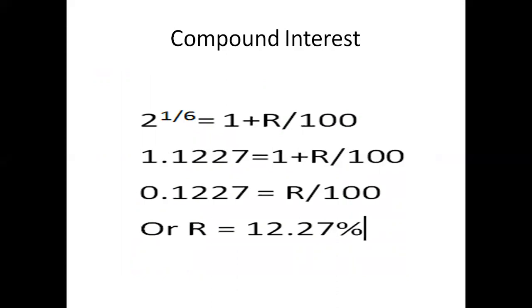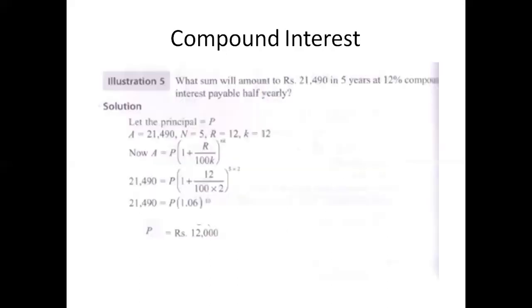1 divided by 6 would be 0 point something, and it comes up to 1.1227, or 1 plus r by 100, or 0.1227 is equal to r by 100. So we have r is equal to 12.27%. Now it will differ about 12.3%. If you use log tables also, we'll get around 12.3% plus or minus a certain amount due to the calculation variations of the decimals and the rounding figures, and so on.